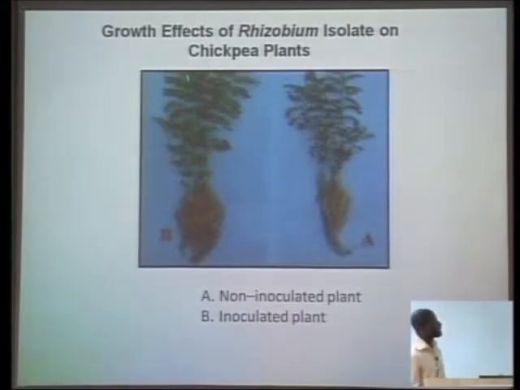The shoot is big, and the stem is long, relative to the uninoculated one, which is A, which has small roots, and you can hardly see a root nodule here, and it has a short stem, and the shoot is also small compared to B, which is the inoculated one.